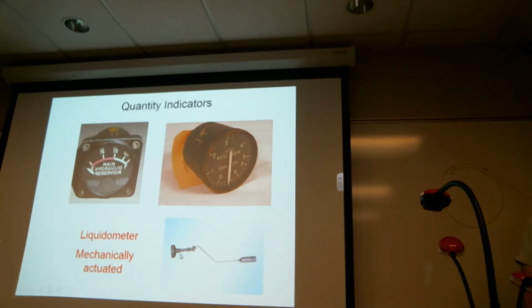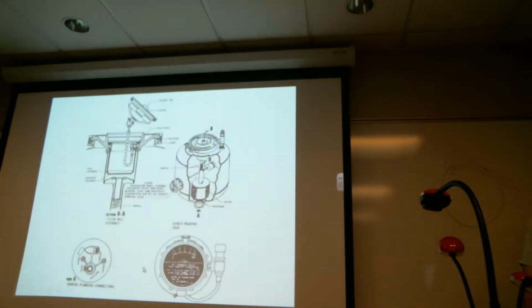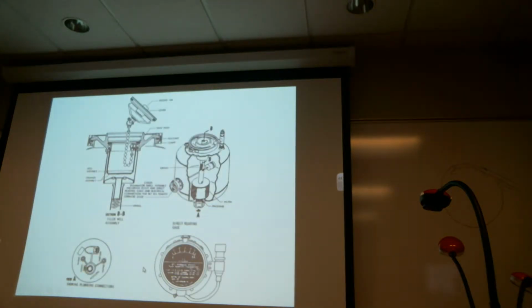It can be modified by the use of a potentiometer to provide for remote indication of fluid quantity. But anytime you see the term liquidometer, it means it's mechanically actuated. So again, direct reading and nothing electric directly with this type of device. It's all mechanical. The P-3 aircraft, the Lockheed Orion, used a liquidometer.